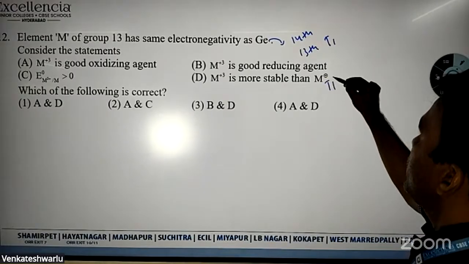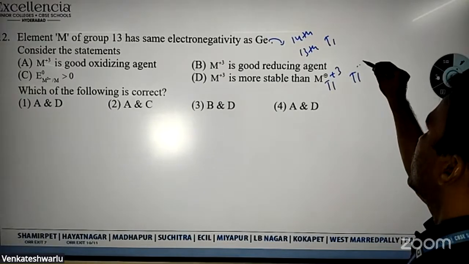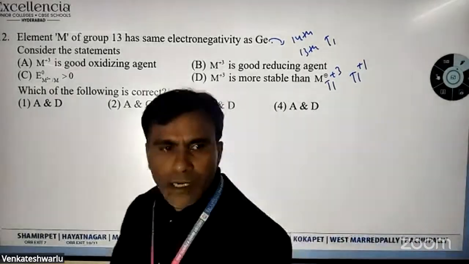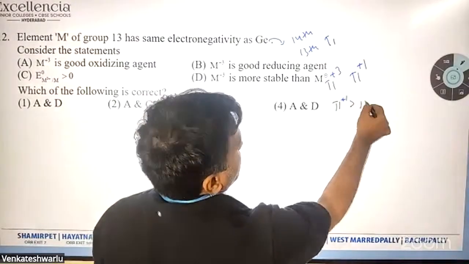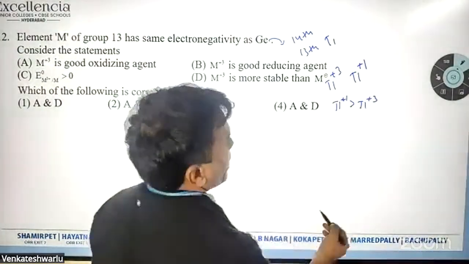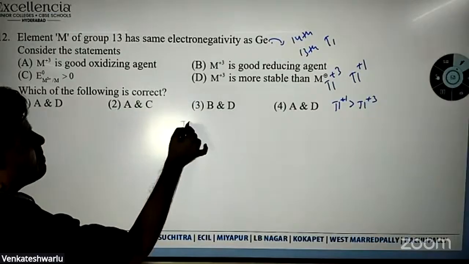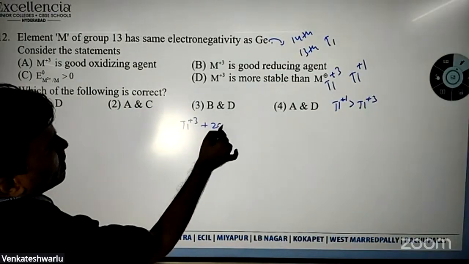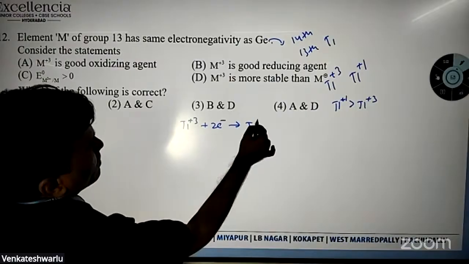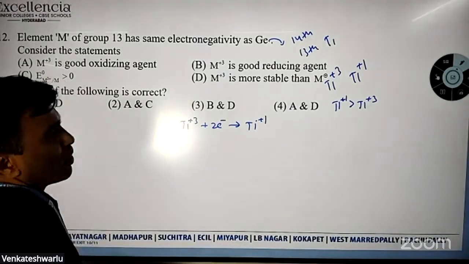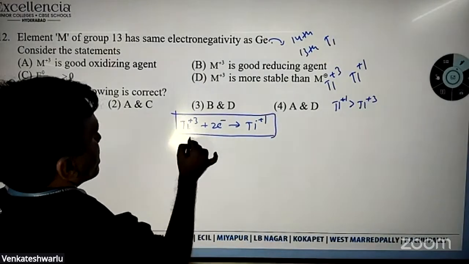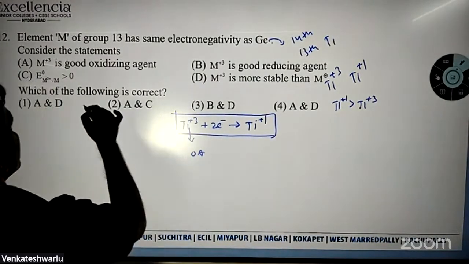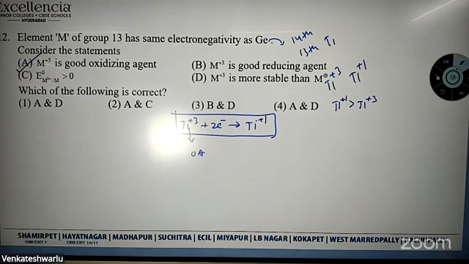You know, regarding thallium, thallium has two oxidation states, thallium plus 3 and thallium plus 1. According to the inert pair effect, thallium plus 1 is more stable than thallium plus 3. Therefore, thallium plus 3 undergoes reduction because thallium plus 1 is more stable. The one which undergoes reduction acts as an oxidizing agent. Yes, so here M plus 3 is a good oxidizing agent.